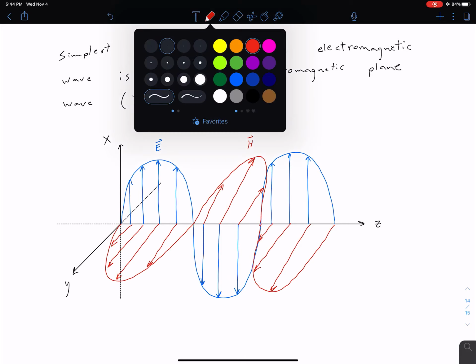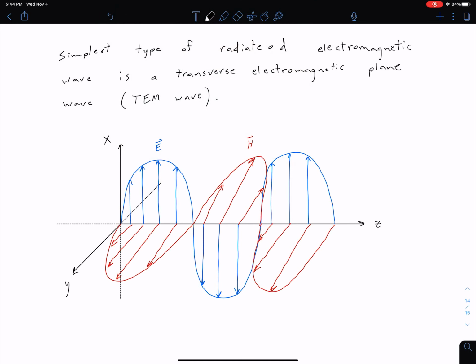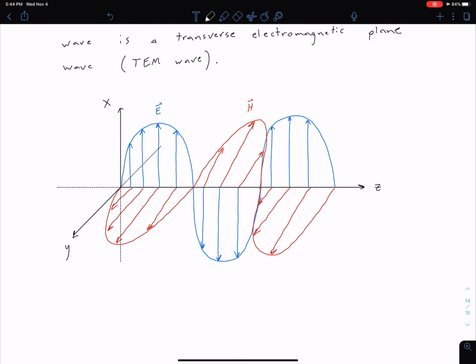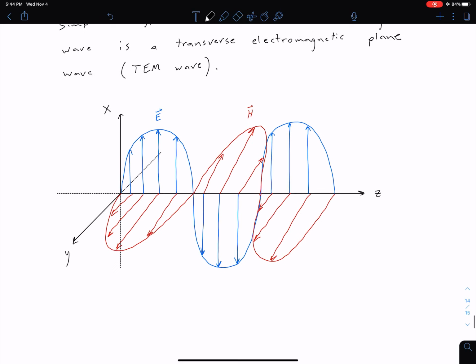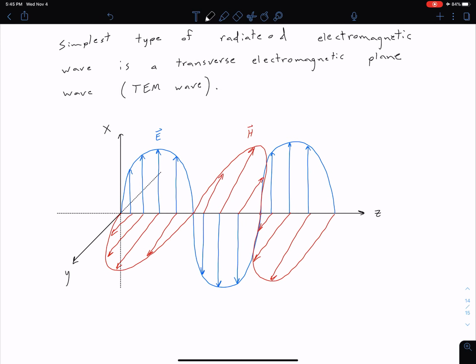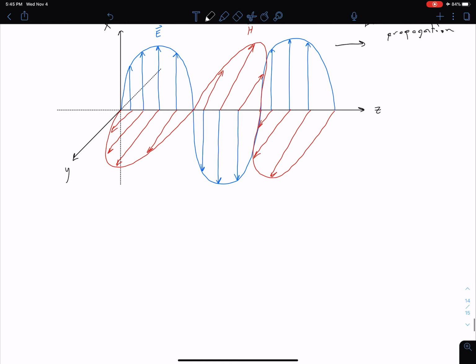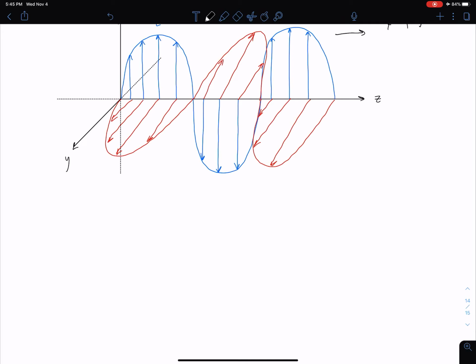Let me draw this as a cross section in 2 dimensions so we can see it a little better. I should mention too, this is a radiated wave, so it's moving through space, and our direction of propagation is going to be in this z direction. It will be clearer in the next figure, but our electric field is along our x-axis, our magnetic field is along our y-axis, and our direction of propagation is along our z-axis.